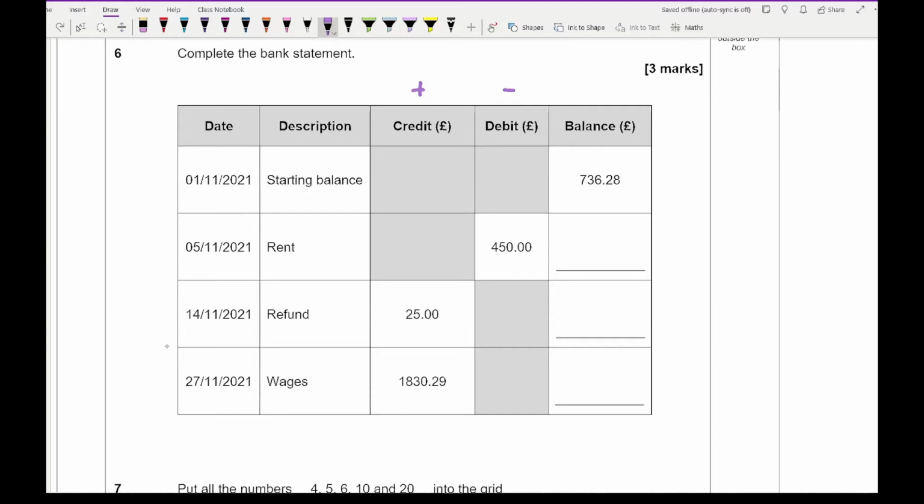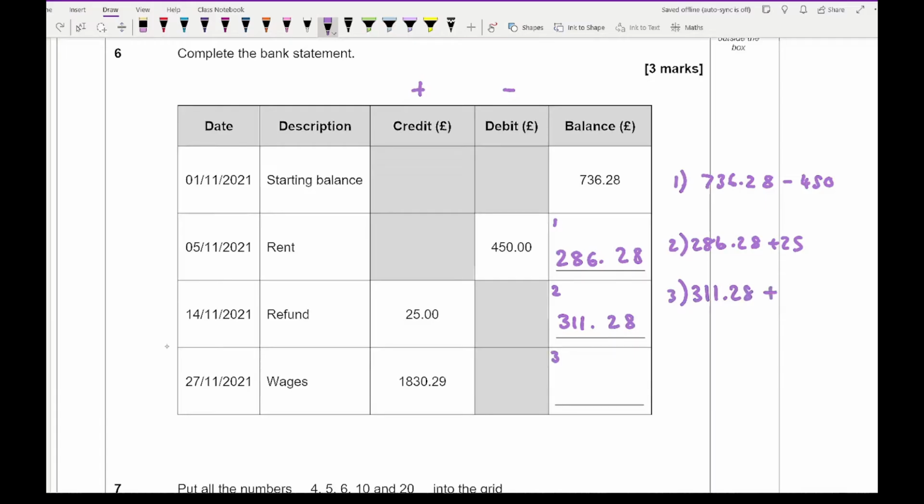So for this box here, if I just label this as number 1, so for number 1 the calculation we need to do is 736.28 minus 450, and that should give us an answer of 286.28. Then for number 2, what we need to do is 286.28 plus 25, and that should give us an answer of 311.28.